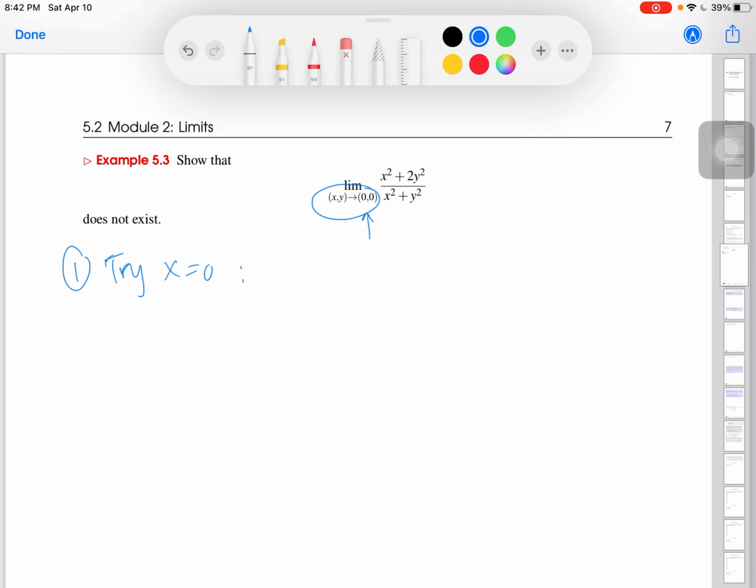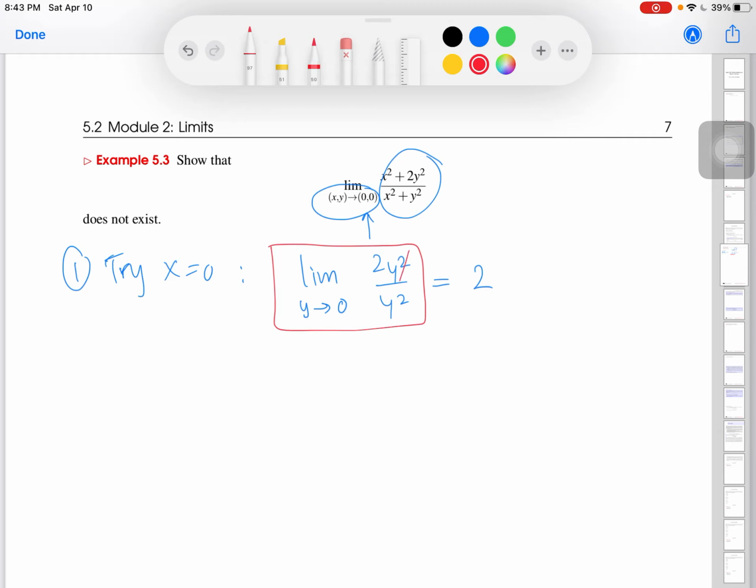Let's try approaching the origin along the line x equals 0. If I do that, then I will still have to approach 0 for y. But here in the function, if I put x equals 0, I get 2y squared over y squared, and that is going to always be 2. Because remember, now we're back to single variable limits. That's why I wanted to review it at the beginning of the video.